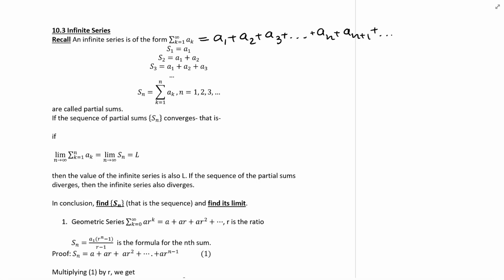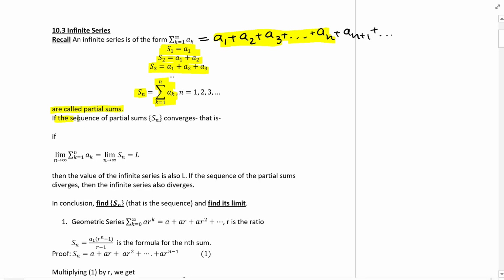Now, S sub 1 is the sum of the first term. S sub 2 is the sum of the first two terms. S sub 3 is the sum of the first three terms. And so on. S sub n is going to be the sum of the first n terms. So it goes all the way up to here. Now these S sub 1, S sub 2, S sub 3 and so on are called partial sums.